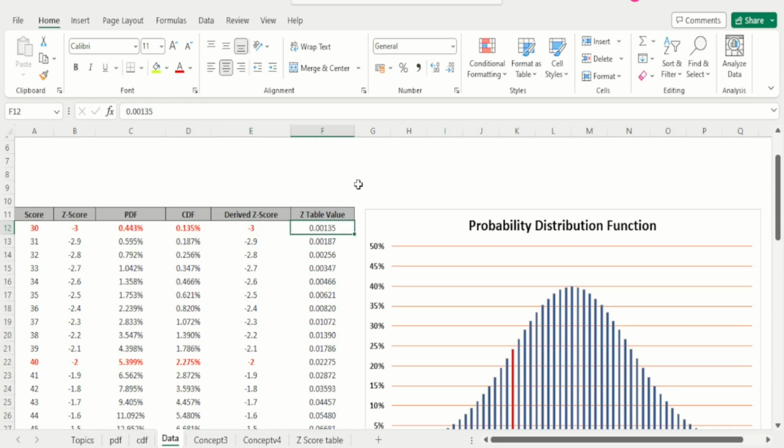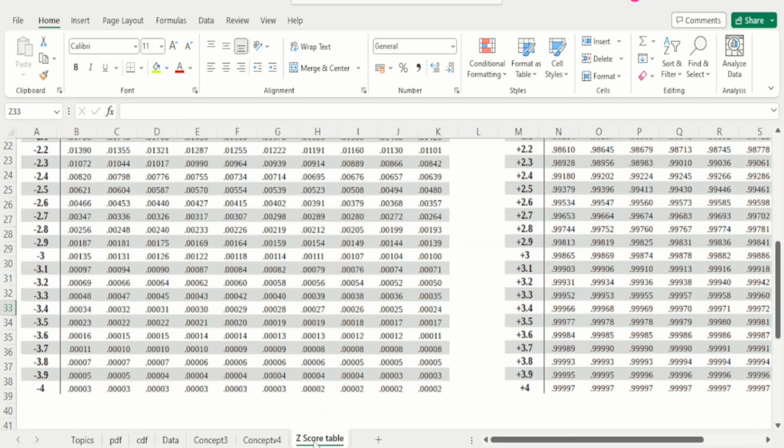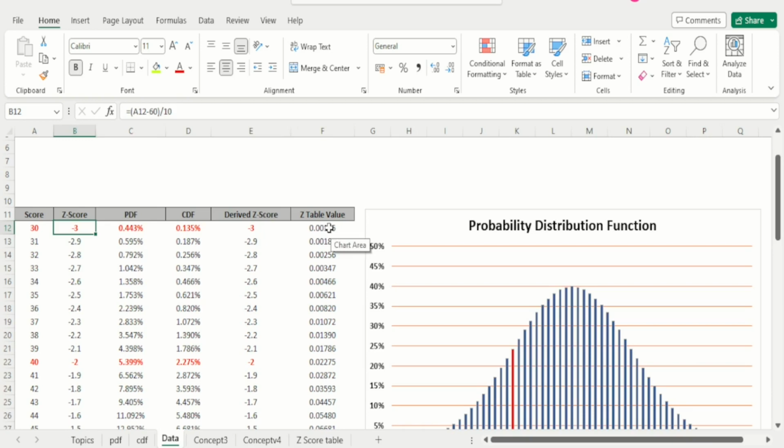Finally, let's take a look at one more thing. We have the Z table value. Now, the Z table value is something we covered in the video on using Z scores and the Z tables. So basically what we have put here is, for each of the z-scores here, we've put the corresponding z-table value here. How's that done? Again, for example, it is -3 out here, the z-score. If we were to go to the z-score table and look at -3, there we are. You see for -3, the value is 0.00135. So that's why you have 0.00135.